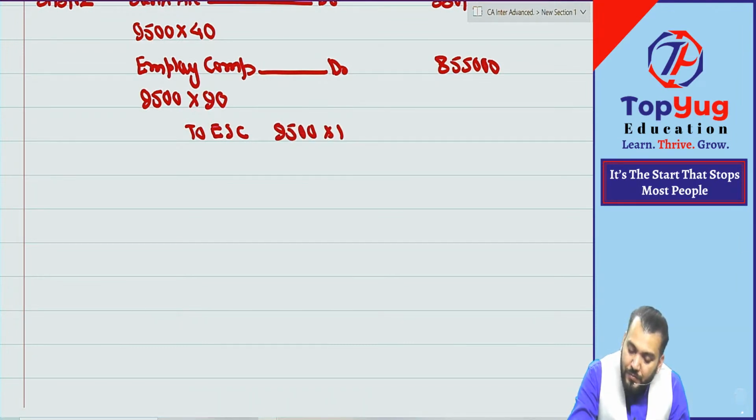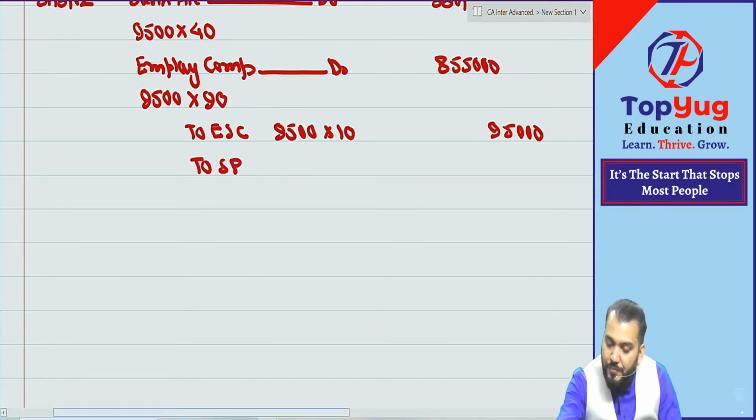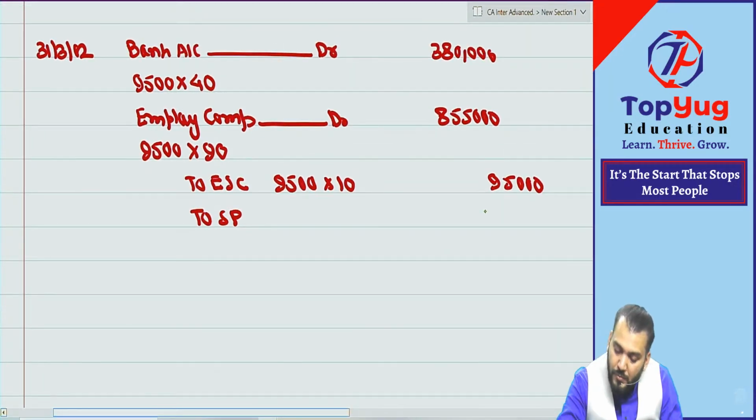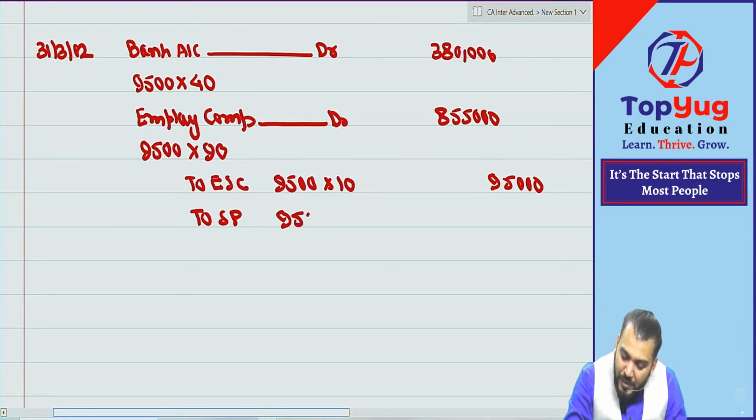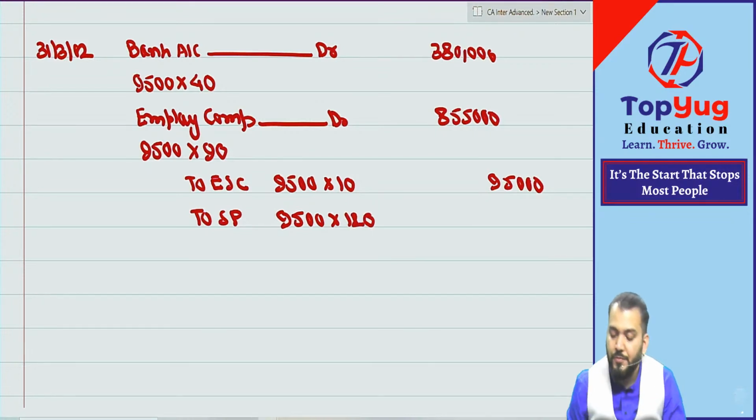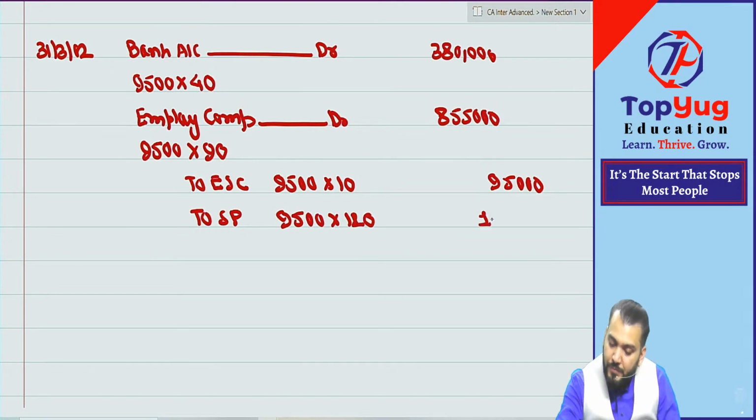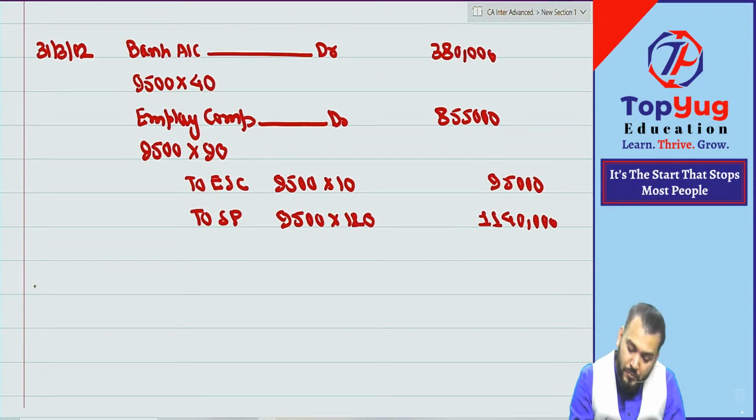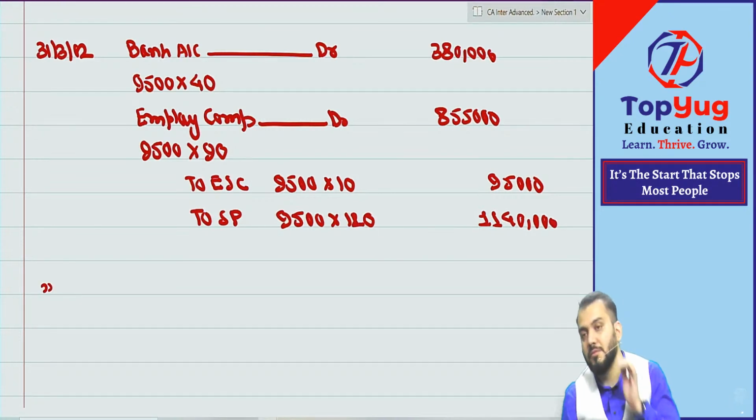9,500 into what? 95,000. Balancing figure will be what? To securities premium. How much? 9,500 into 120. How much? 11 lakh 40,000. Simple.